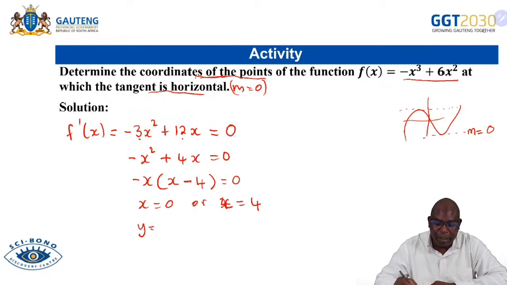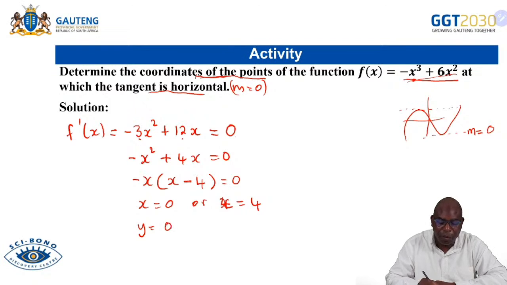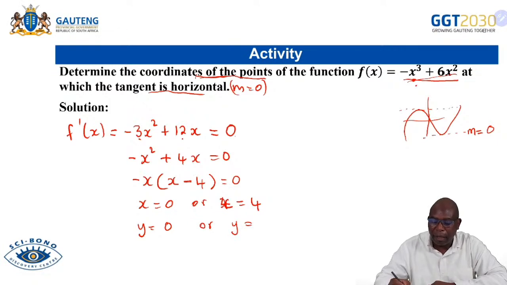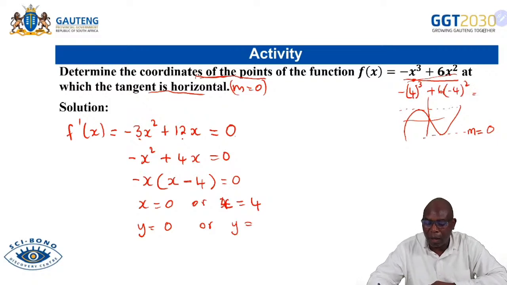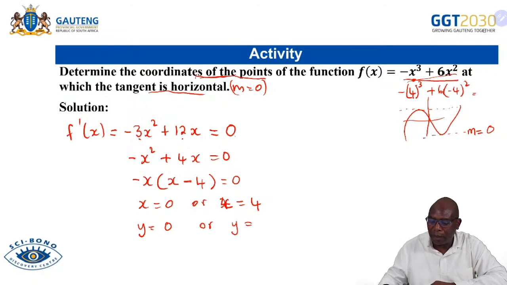Substitute the value of x into the original equation. Please, into the original equation. If I substitute 0 into my original equation, I'll get 0. If I substitute a 4 here, I'm going to get negative 4 cubed, plus 6 into negative 4 squared. Then I can work that one out. I think my answer here will be negative 64, and then from there plus 6 into 4 squared.